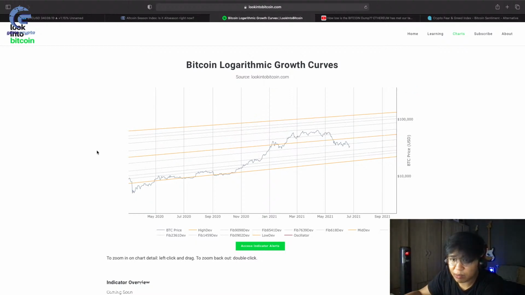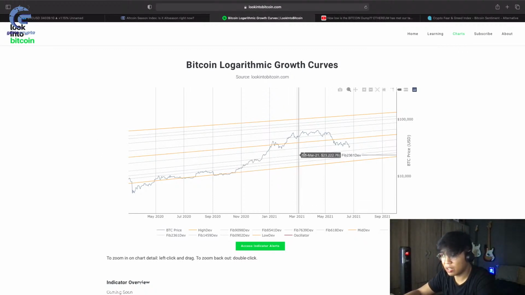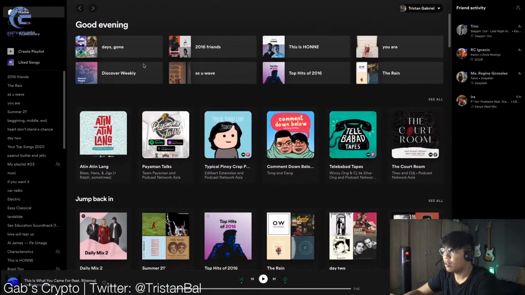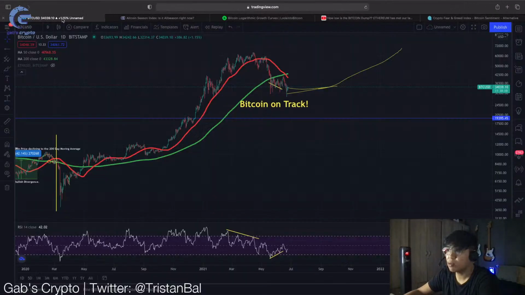Sir, pag nag 100k po si Bitcoin, hatak po din ba ang mga altcoins kahit hindi po altcoin season? Thanks po. Of course, yes. Mahatak sila. Ang magiging effect niya is yung parabolic pump.